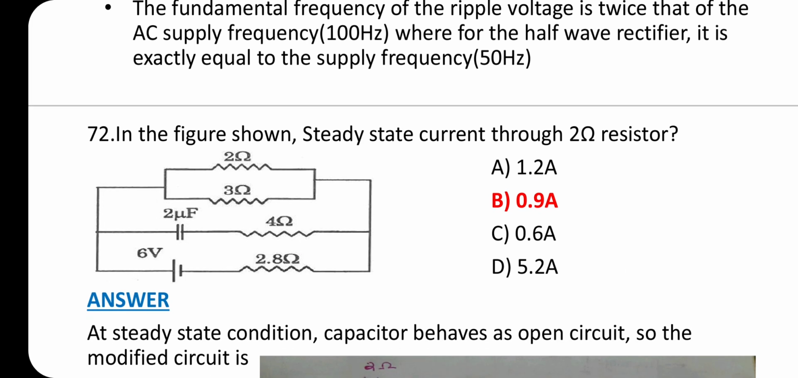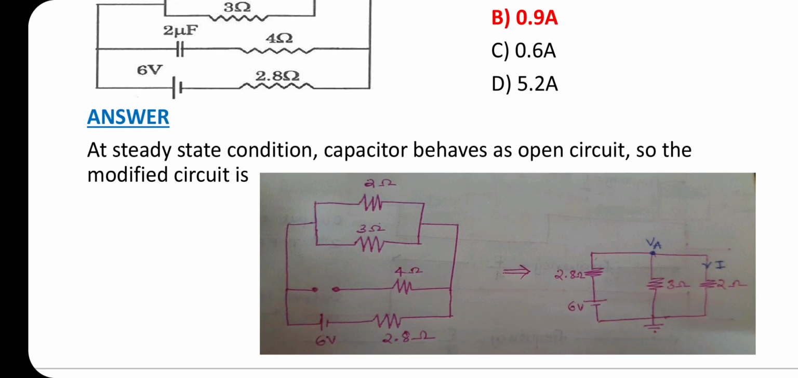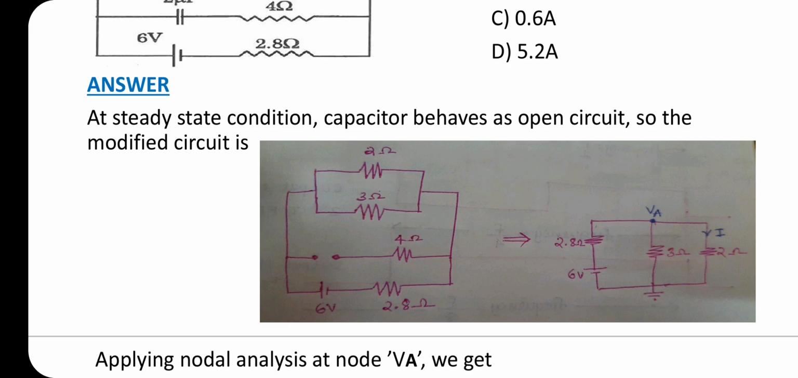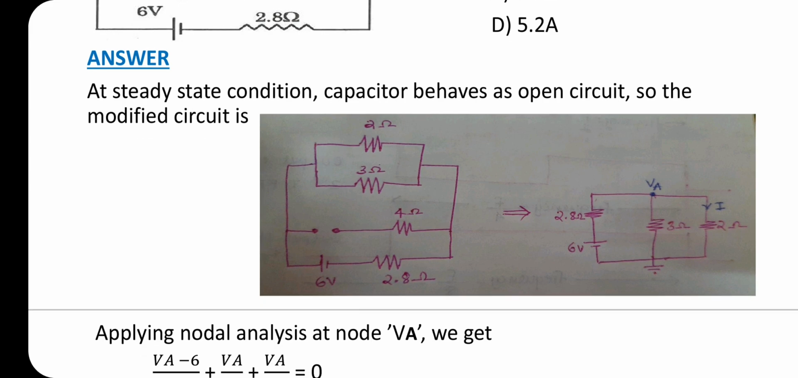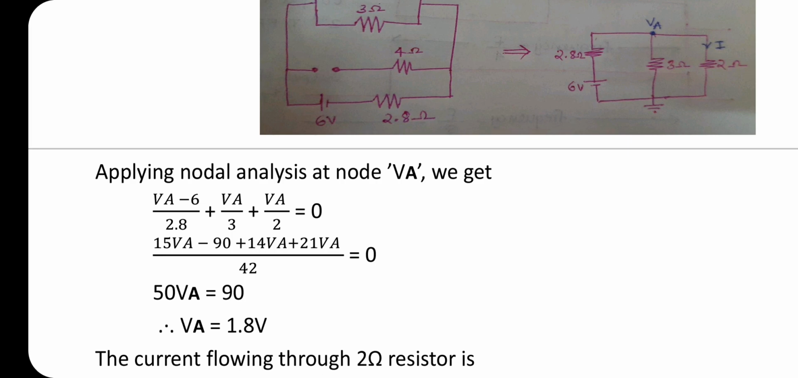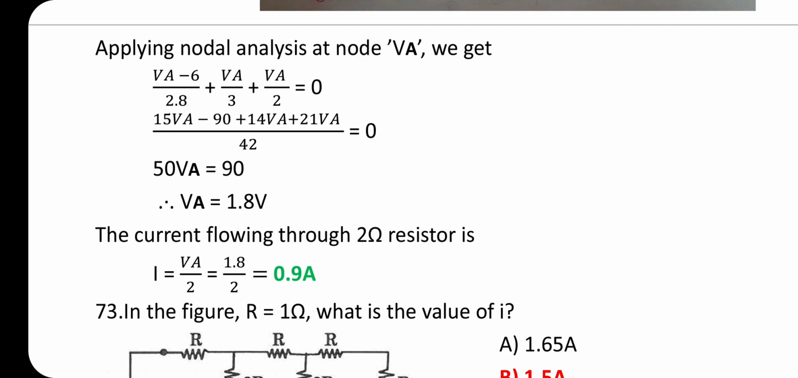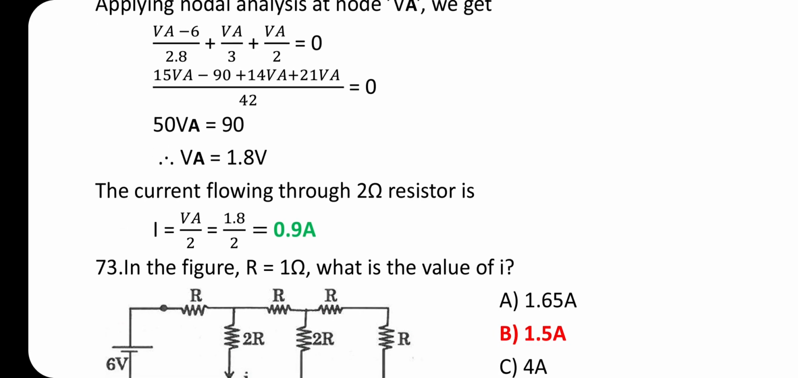Question number 72. In the given figure, find the steady state current through the 2 ohm resistor. Answer is option B, 0.9 ampere. At a steady state condition, the capacitor behaves as an open circuit. So the modified circuit is like this. Applying nodal analysis at node VA, we get (VA minus 6) divided by 2.8 plus VA by 3 plus VA by 2 equal to 0. After rearranging, we get VA equal to 1.8 volt. The current flowing through the 2 ohm resistor I equal to VA by 2. After substituting the value of VA, we get I equal to 0.9 ampere.